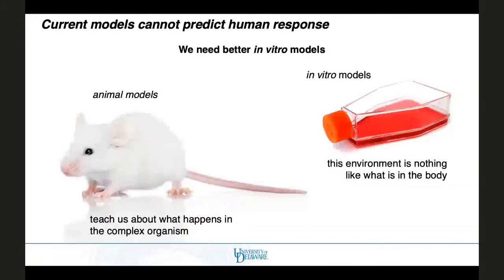So currently, there exist two really well-accepted models in biology, right? Animal models and in vitro models. Animal models can teach us a lot about what happens in the complex organism. However, we can't necessarily exert the same kind of control that we can in vitro. Whereas in vitro, we have full control over all these parameters, but we still struggle to recapitulate what happens in vivo. So me being an engineer, I look at the problem and I say, we need to be able to create better in vitro models.